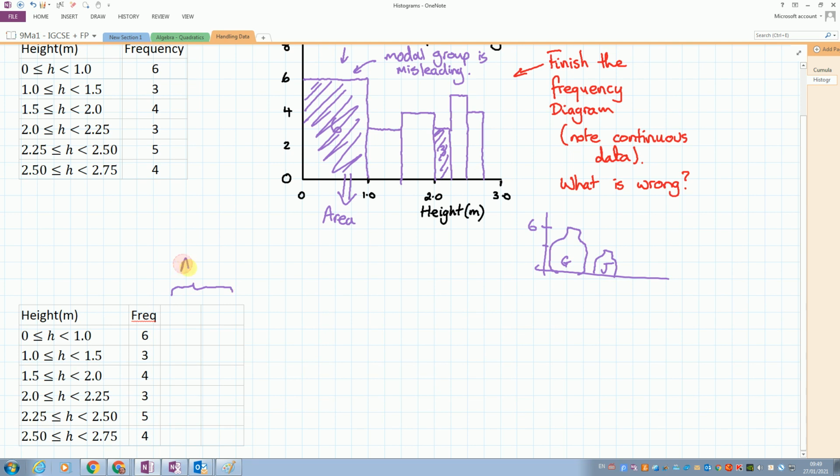So these two things together are going to make the area, and the area tells me the frequency. So I've got a group 0 to 1, I can say the width of that group is 0 to 1, so the width of that group is 1.0. Width of the second group, 1.5 to 1, is 0.5. Width of the third group is 0.5 again. Width of the fourth group is 0.25. Width of the fifth group, 0.25. And width of the sixth group is 0.25.